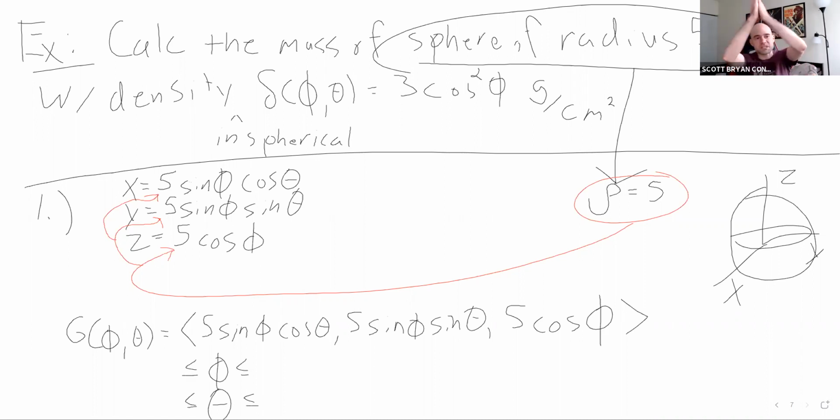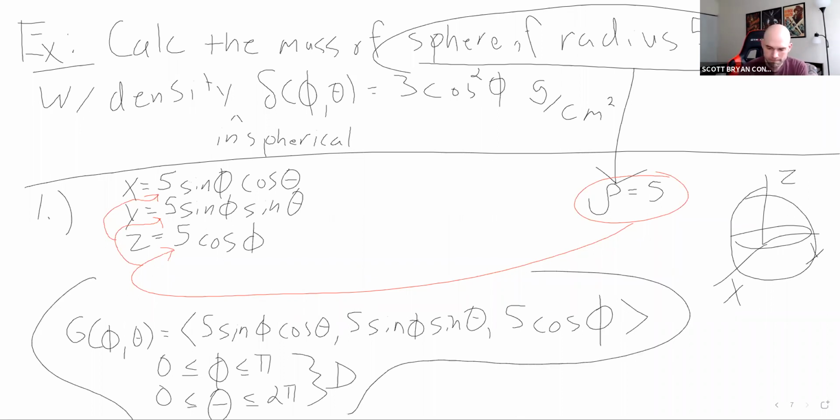So phi goes from 0 to pi, right? We have stuff on the positive z-axis, stuff on the negative z-axis. Phi goes from 0 to pi. And we go all the way around the z-axis, so theta goes from 0 to 2 pi. So we have our parameterization of our sphere. Spheres come up a lot. It's good to remember how to parameterize these.